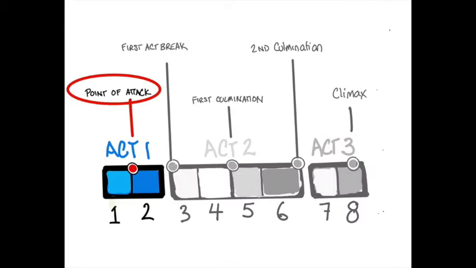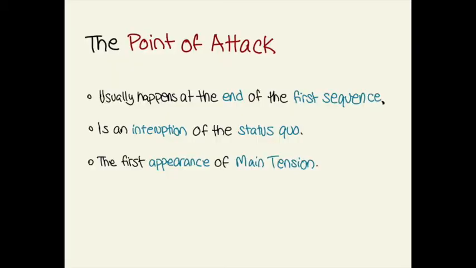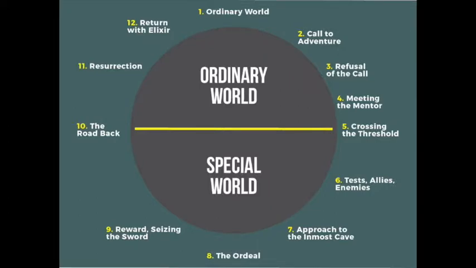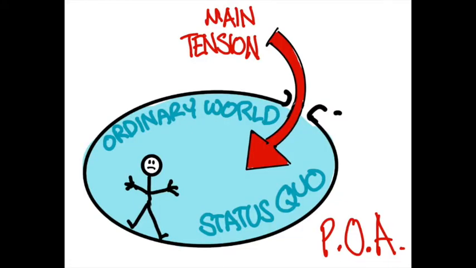The first is the point of attack. The point of attack is the event that propels your protagonist into the story. And by that, I mean it's the first event that disrupts the status quo. It usually happens at the end of the first sequence and is the first appearance or hint of the larger main tension that will define the second act. In the hero's journey, which we'll talk more about in week 4, this is called the call to adventure. Something from outside the protagonist's ordinary world intrudes.